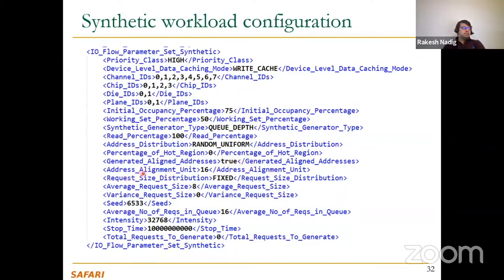So if it is true, then we need to set the address alignment unit, which is in terms of sectors, which is 512 bytes typically. And so here it's set to, let's say, 8K. And the request size distribution is fixed. What is the average request size that needs to be generated? So these are some of the parameters, and I would refer you to the README file in the GitHub repository, which has a lot of information on all these different parameters that are used for generating the workload.